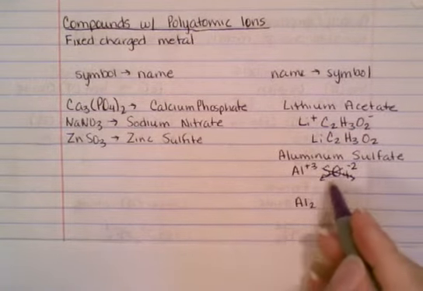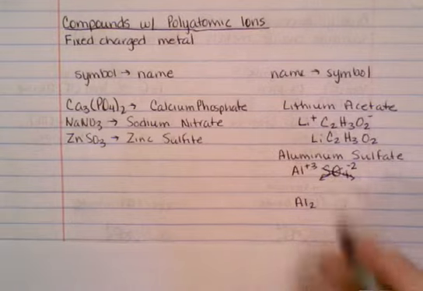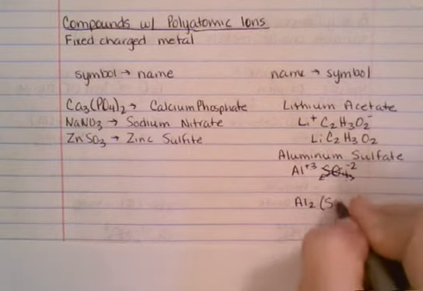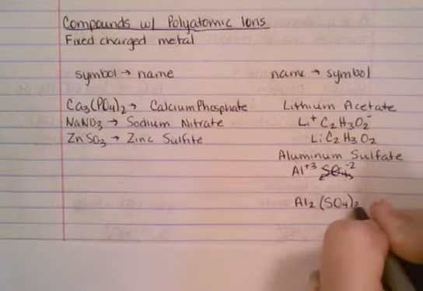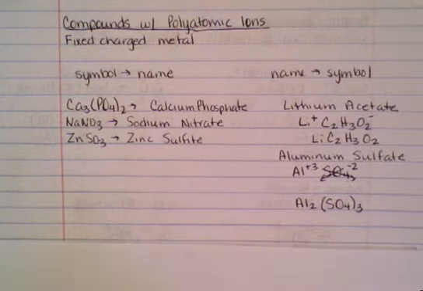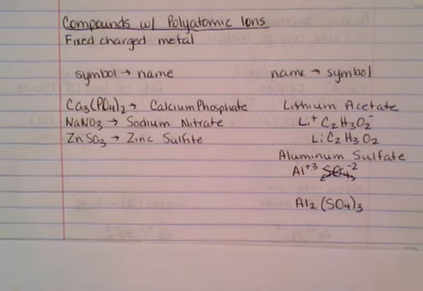Now this says we need 3 of the SO4, so that means that whenever you have a polyatomic ion, you're going to need to use parentheses to make sure that you have 3 of the whole thing. If you don't, it might look like 43, and usually you look at that and you're like, wow, that's totally crazy. So these are some examples for fixed charge metals.